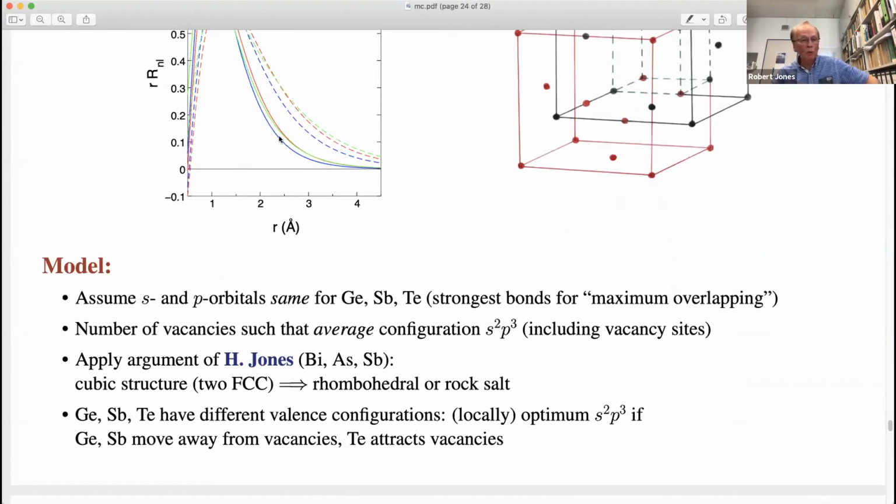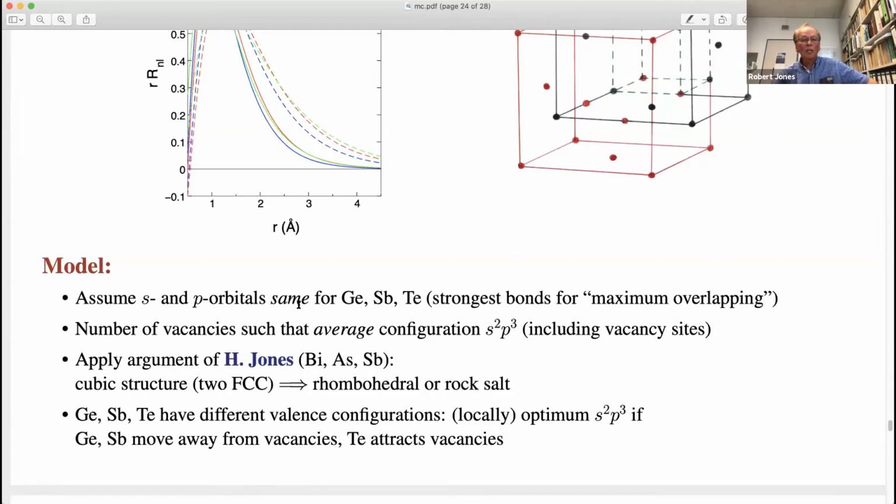If we assume that these orbitals are close, or in fact the same, this would be a criterion, which goes back to the early days of quantum chemistry, that the strength of a bond depends on the overlap between the orbitals. It's called maximum overlapping. It goes back to Slater in 1930. If you include the vacancy sites, and assume the average configuration is S squared P cubed. Now, this is something which was noticed by Matsunaga and co-workers and Yamada, that this was approximately true in the materials they looked at.